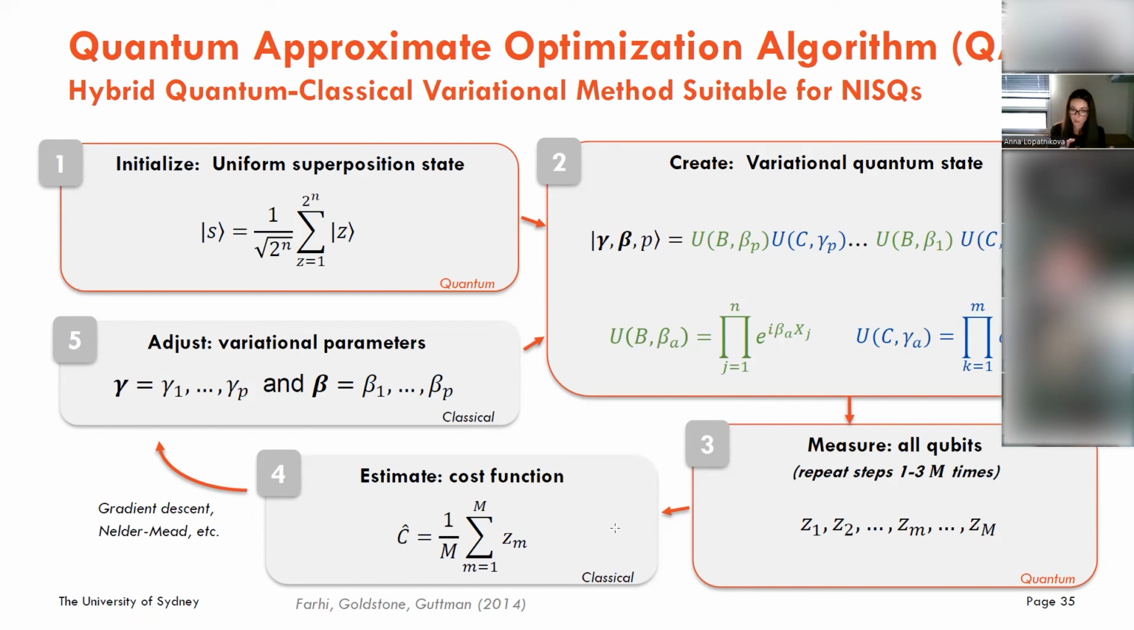You evaluate the cost function because it's pretty cheap. These are short strings. You evaluate the average cost function for the strings you've measured. And based on the value of the cost function, you adjust your variational parameters in the usual way using either gradient descent or Nelder-Mead or whatnot.